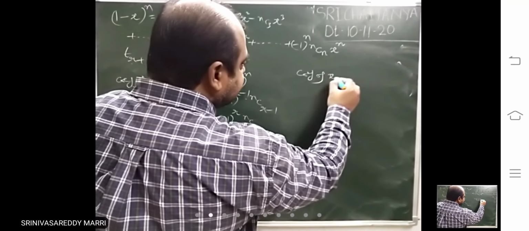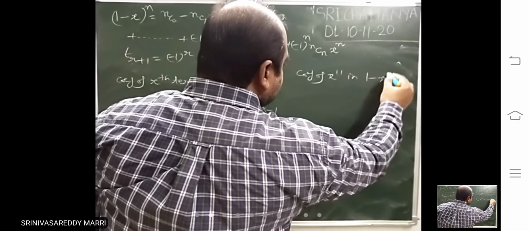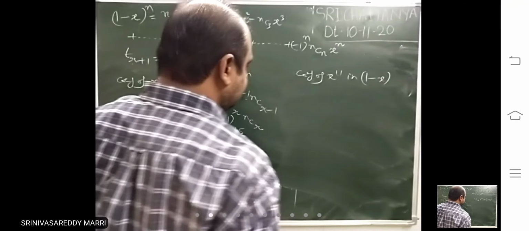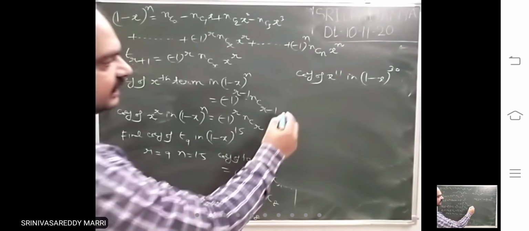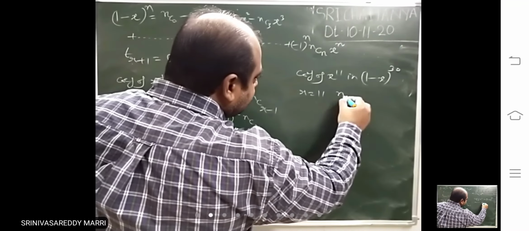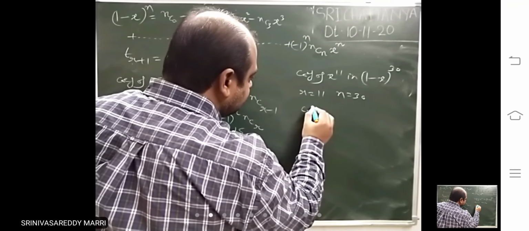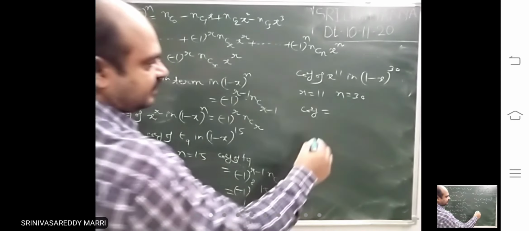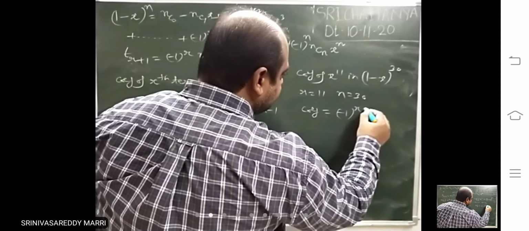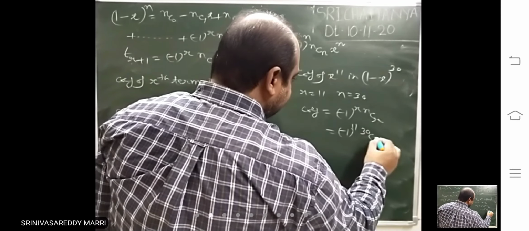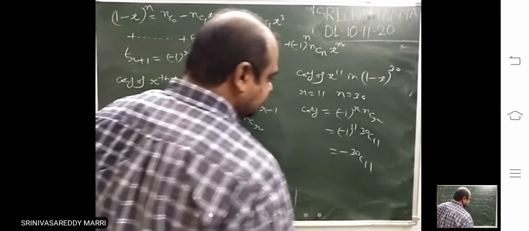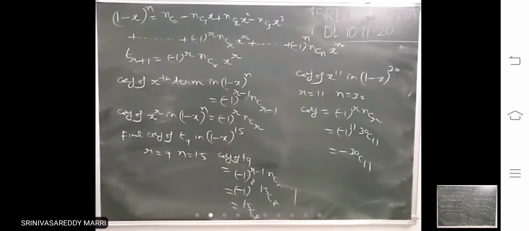Suppose the coefficient of x power 11 in (1 minus x) whole power 30, let us say. Coefficient of x power 11 means r is 11, n is 30. So the coefficient is, by the formula, minus 1 whole power r into nCr. That means minus 1 whole power 11 into 30C11. This is the answer: minus 30C11. Whenever you get these standard expansions, make use of the formula. That will save time.